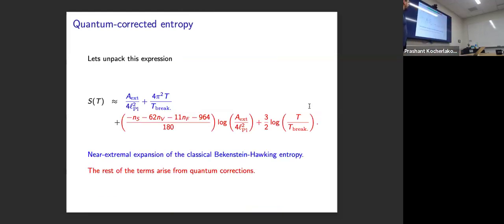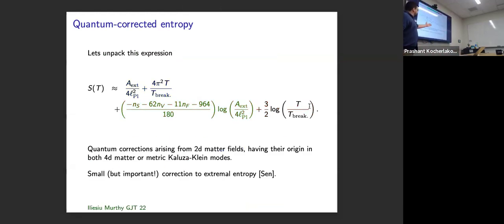But let's unpack this expression in case you haven't seen it before. The first line is just the classical Bekenstein-Hawking entropy at small temperature that I wrote before. So it's the extremal one with this correction that is linear in temperature. And the second line arises from quantum corrections, the ones we're interested in for the purpose of this talk.